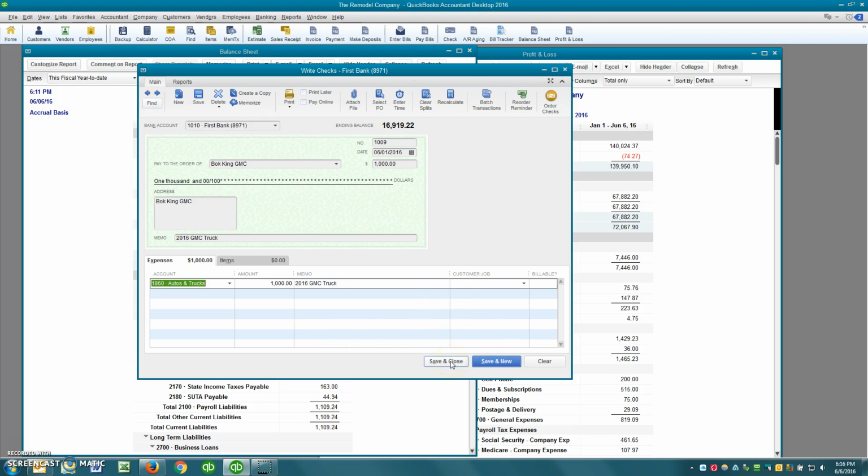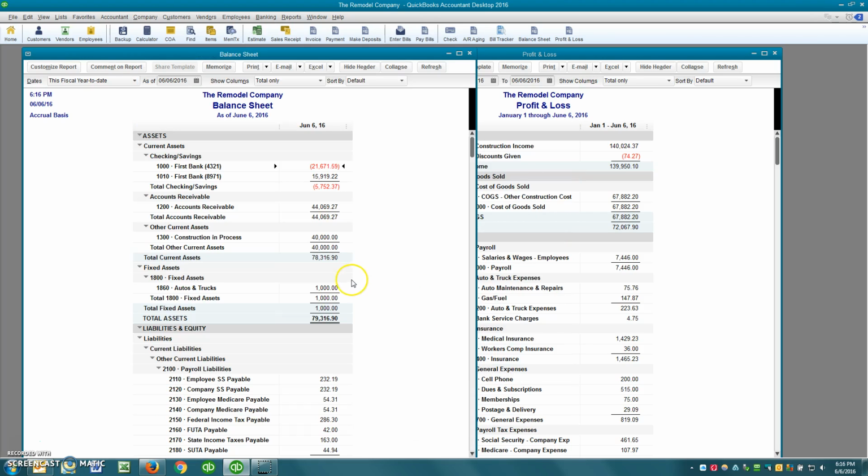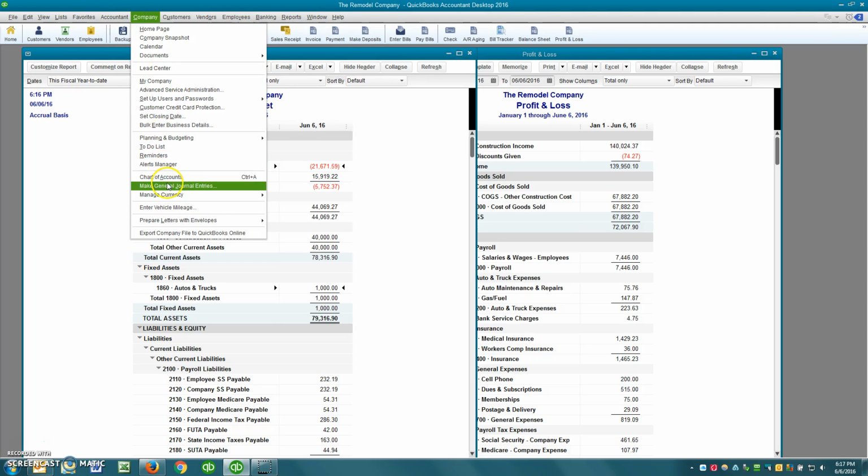All right, so we close that, and if we look now, we can see there's the $1,000 that we put down, okay? But let's say that this was really a $35,000 truck. Well, you've still got a $34,000 balance financed on that truck in this scenario. And there's a couple ways you can go about doing this. I'm just going to show you one way, which is the most common way, and that is to do it through a journal entry. And you'll find under company, make general journal entries.